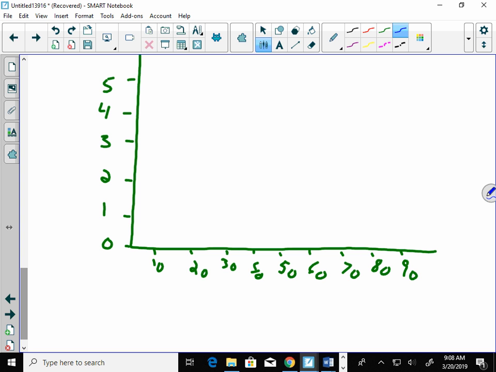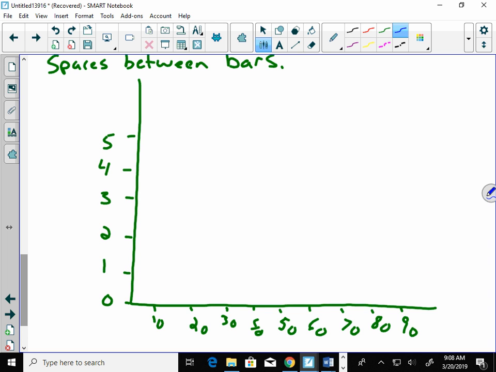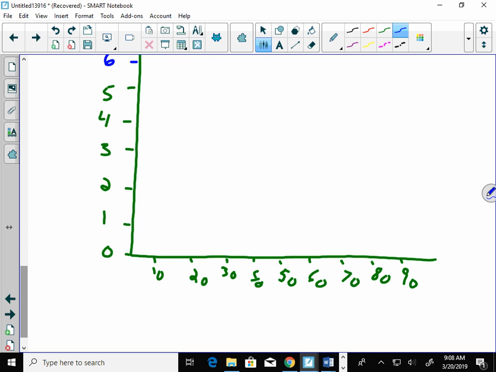On the frequency axis, I went up to 5. You could go up to 6 if you want, just so you go past it a little bit. It's up to you, but it doesn't matter. Now, to draw your histogram, you just go to each interval where you have a data point and draw it. Okay, so the 40s was my first set of data.